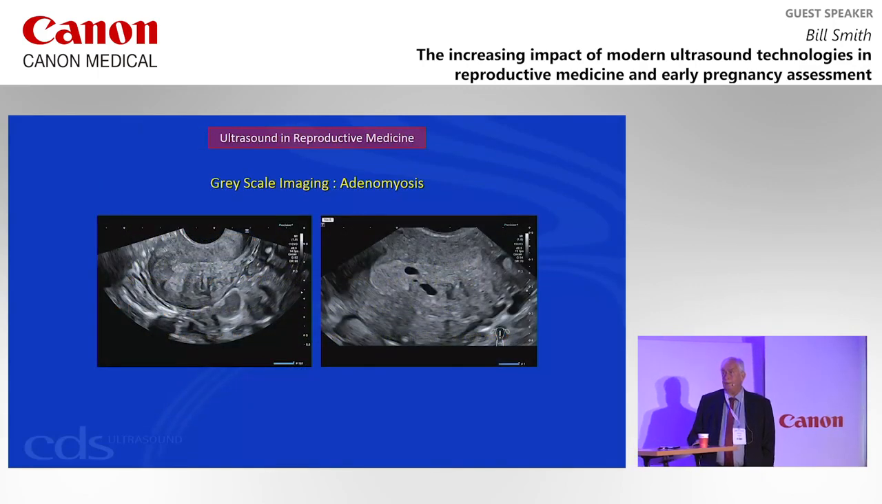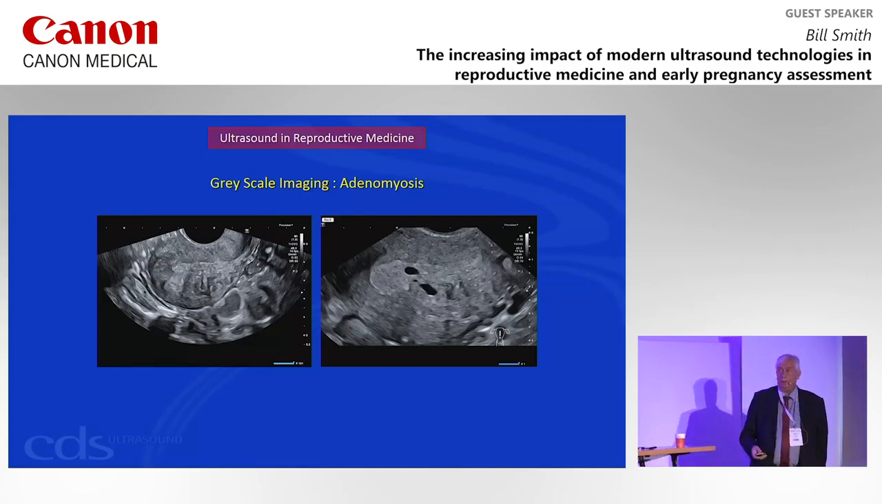The other area is adenomyosis. And, okay, we've got severe adenomyosis then. We should recognize that on our grayscale imaging.